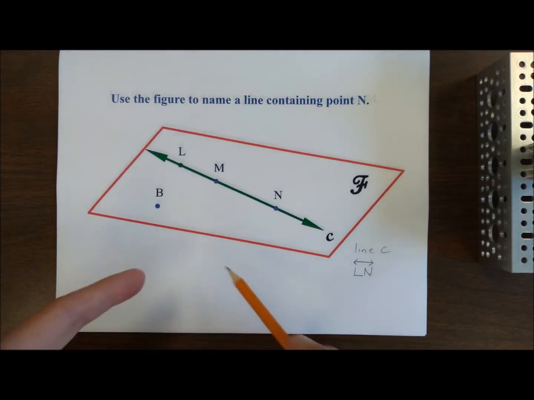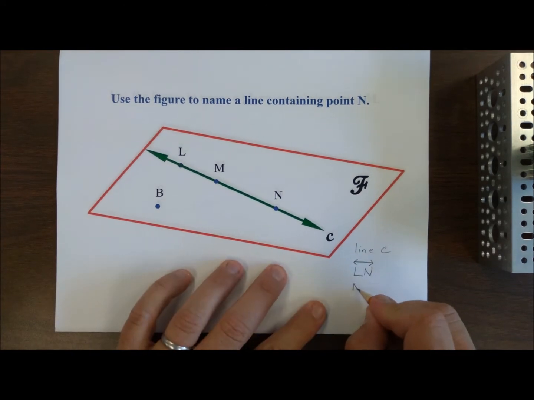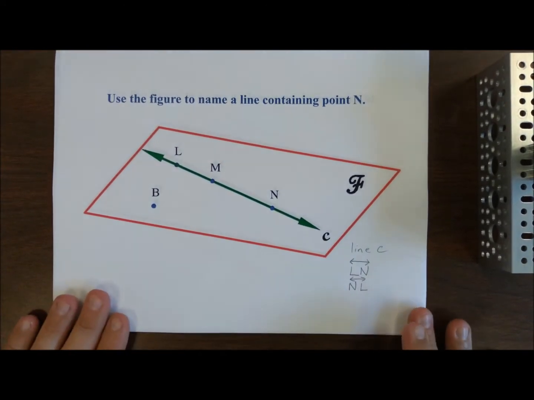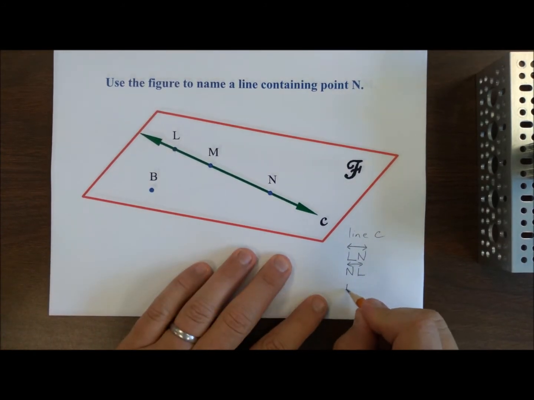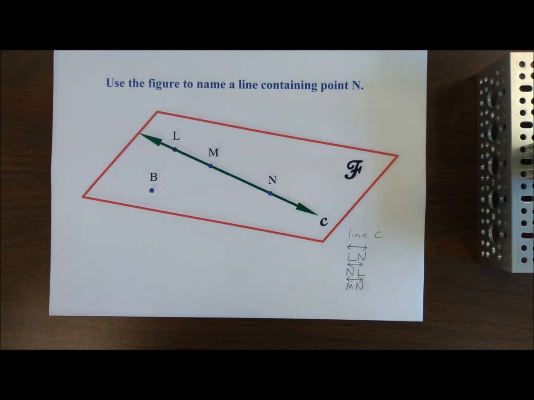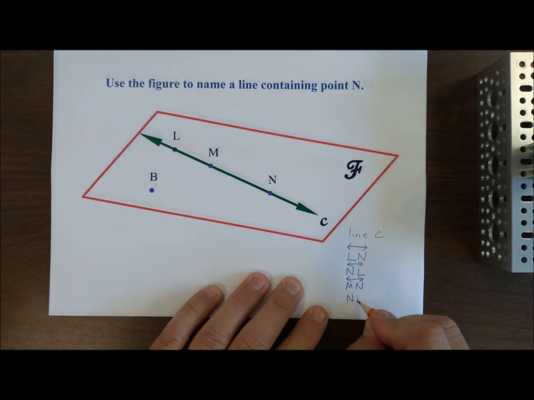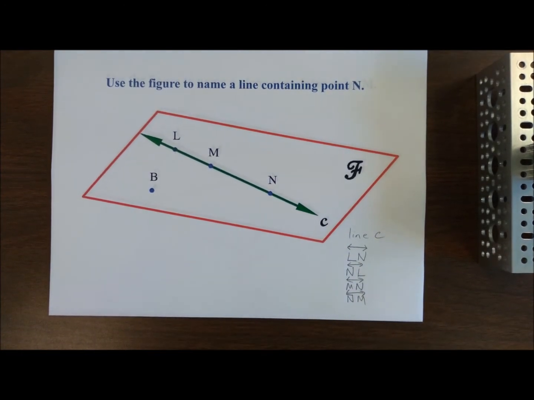But there's other options here. We could also call it line NL. That would work as well. Don't forget your symbol over the top. We could call it line MN. Excuse me, we could call it line NM. So there's lots of options there.